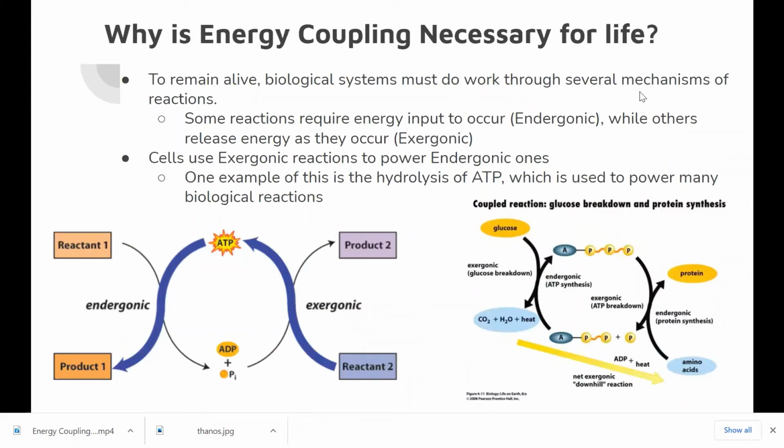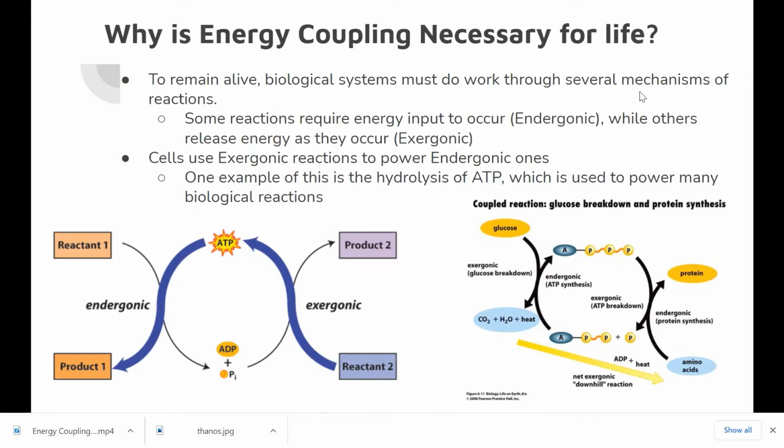So why is energy coupling necessary for life? Because biological systems have to do work. That work could be chemical work or mechanical work or transport work or whatever have you, but they all must do work to survive. Some reactions that biological systems have to do require energy input to occur, and we call those endergonic reactions, while others are going to release energy as they occur, and we call those exergonic.